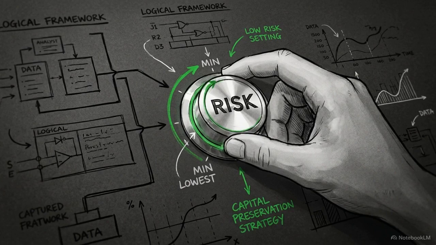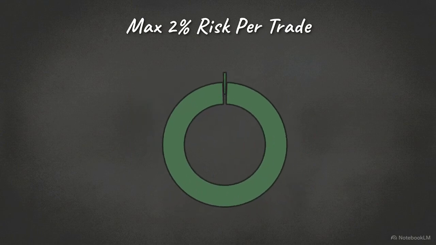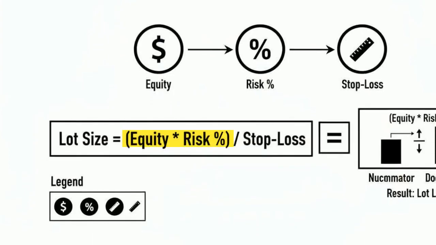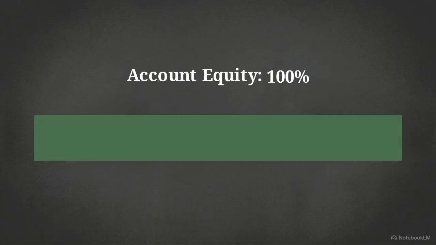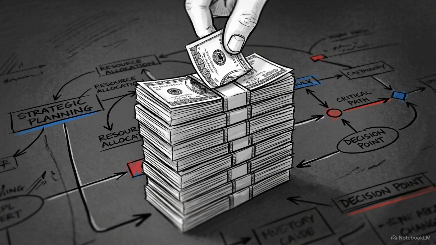Step 6 is position sizing. This is the core rule of account survival. Professional risk management generally dictates never risking more than 1 to 2% of your total account on a single trade. This formula shows how to calculate your exact lot size. You take your total equity, multiply it by your chosen risk percentage, and divide that by the distance to your stop loss. This calculation ensures that even a string of consecutive losses cannot deplete your account, as every shot is limited to a tiny fraction of your total capital.